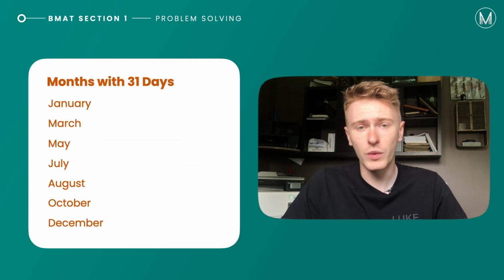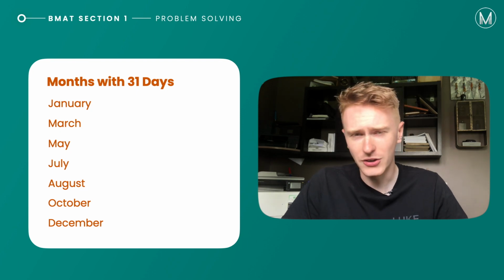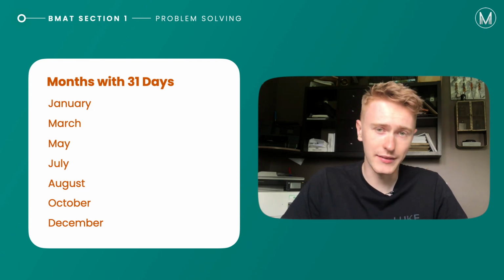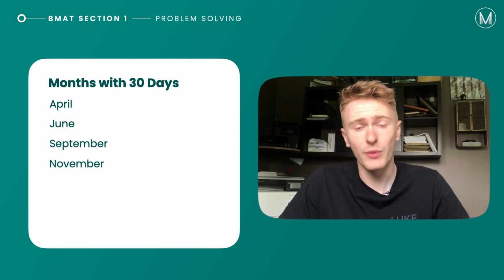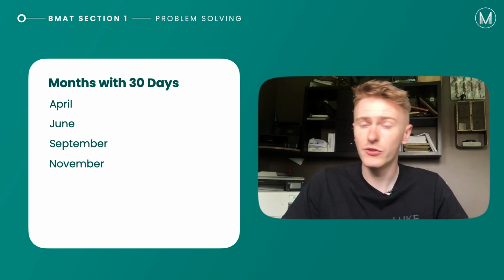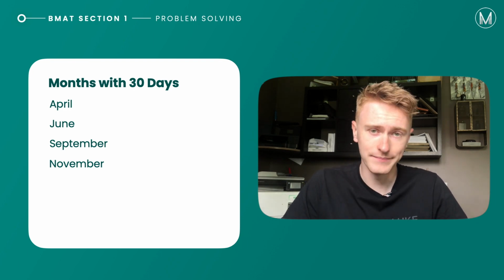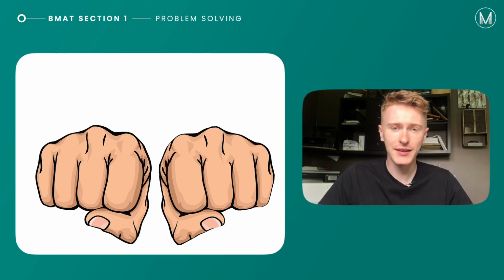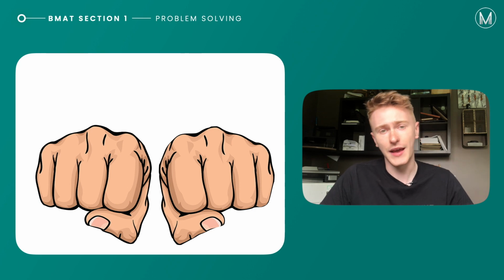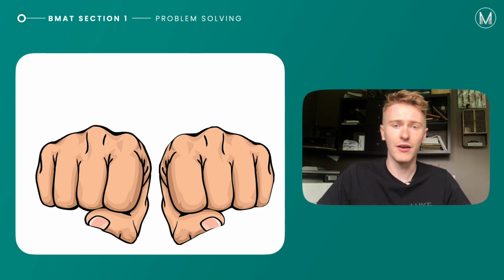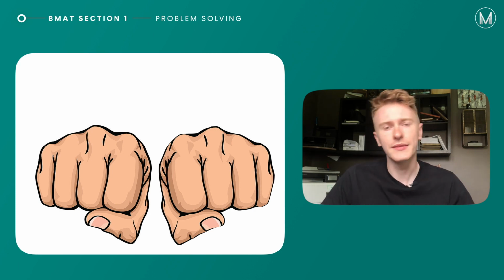Finally, it's good to know which months have 31 days in them. And this includes January, March, May, July, August, October, and December. In contrast, the months with 30 days include April, June, September, and November. So a good little Medic Mind tip to help you remember which months of the year have 30 days and which months of the year have 31 days is to count it out on your knuckles. And we'll go through this together.